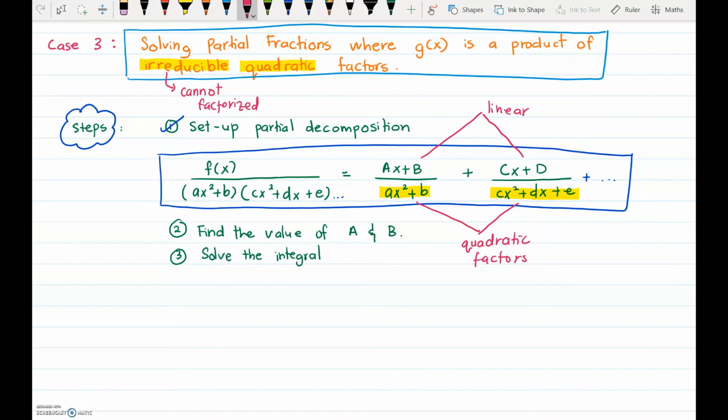Alright, let's continue. The second step is we need to find the values of a, b, and also c and d. It depends on your function. If you have more than 2 values that you need to find, then you have to find the other values. This is your second step, and the third step is you will solve your integrals.